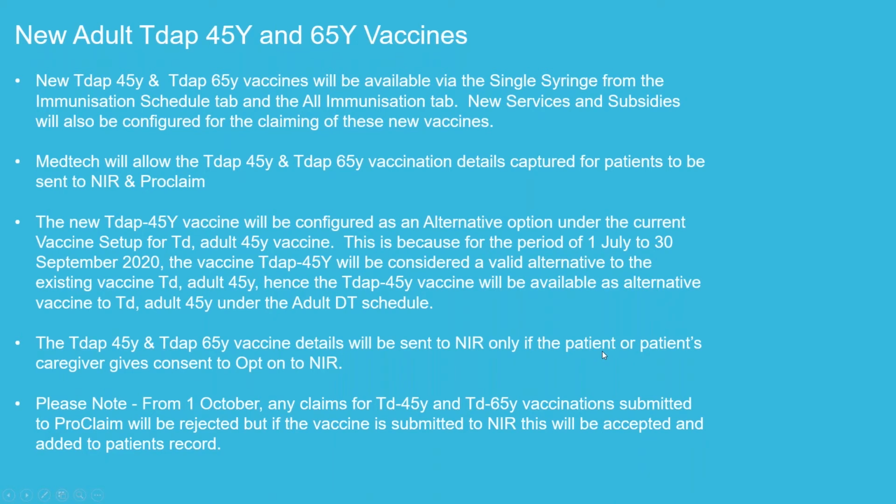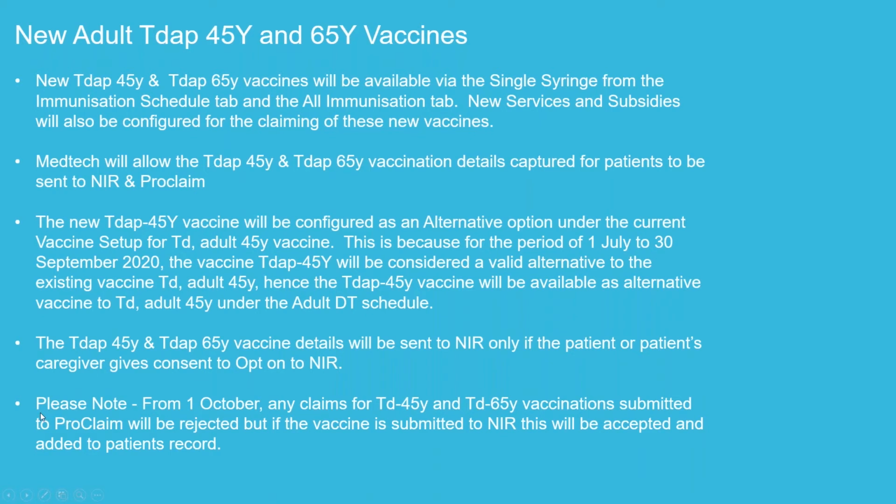The existing TD adult 45-year and 65-year vaccines will no longer be available post the 1st of October 2020 and will be replaced by the Tdap 45-year and Tdap 65-year vaccines. In transitioning to that stage, the new vaccines will be available as alternatives to the existing TD adult 45-year and 65-year vaccines. The ADT vaccine, which is associated to the TD task, will be delisted by Pharmac and the Ministry of Health on the 1st of October 2020.